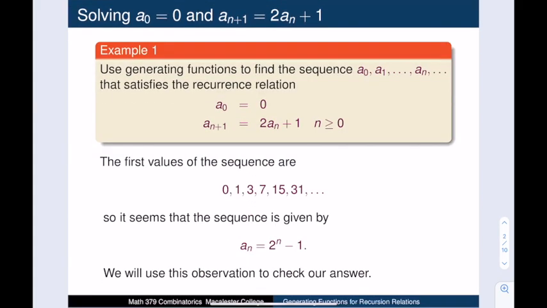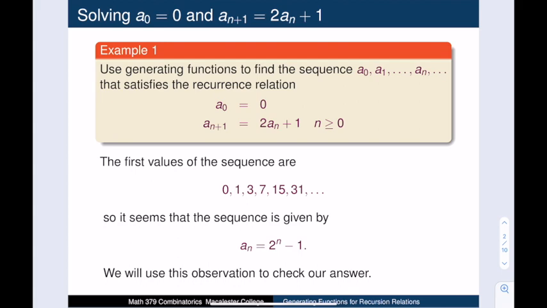So here's our recurrence that we want to solve. We know that a0 is equal to 0, and we know that a_{n+1} is equal to 2 times the previous term plus 1. And this recurrence holds for n greater than or equal to 0. So the first thing we should do is just calculate the first few terms, and the sequence that pops up is 0, 1, 3, 7, 15, 31, and so on.